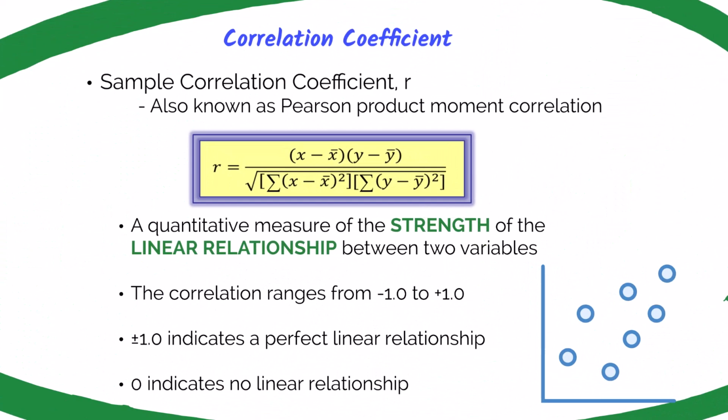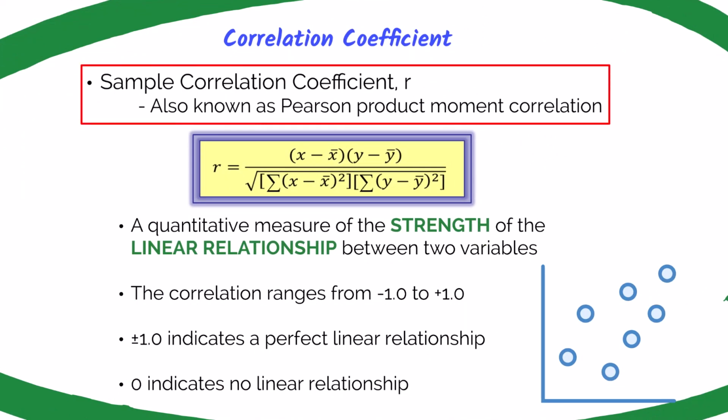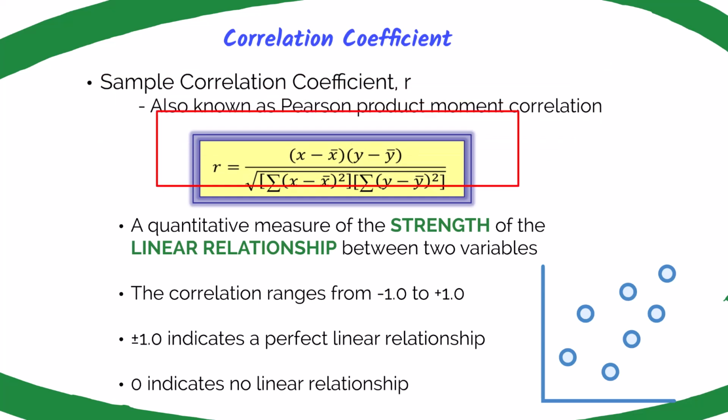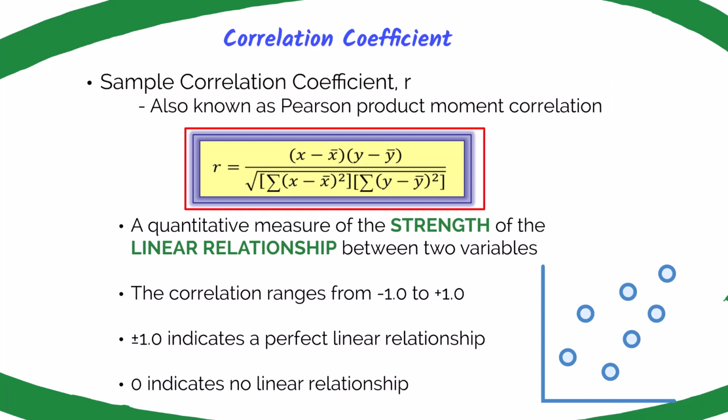When we cannot study an entire population, we use sample data. So that is why we refer to this correlation calculation as the sample correlation coefficient. It is denoted by the lowercase r and is also called the Pearson product moment correlation. Here is the formula, but we will be using Excel to calculate the correlation coefficient.